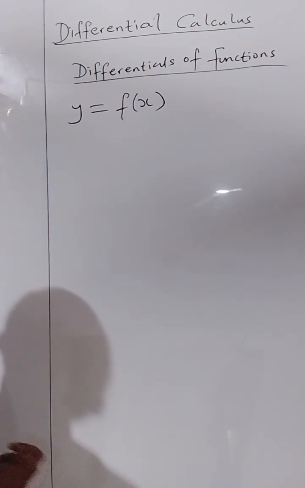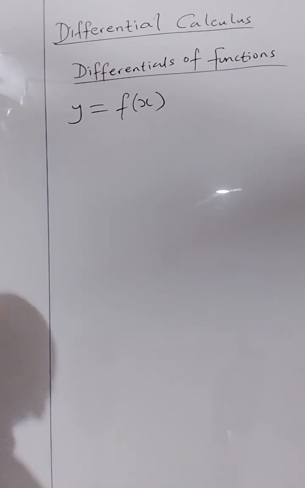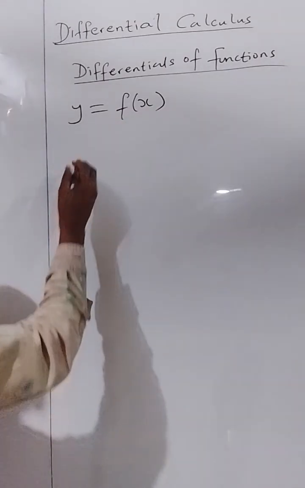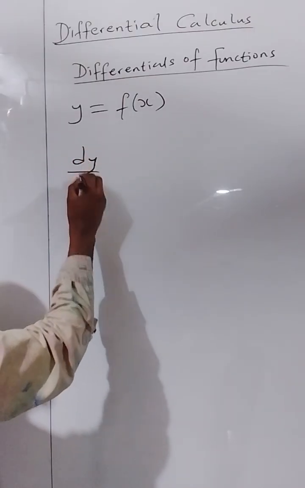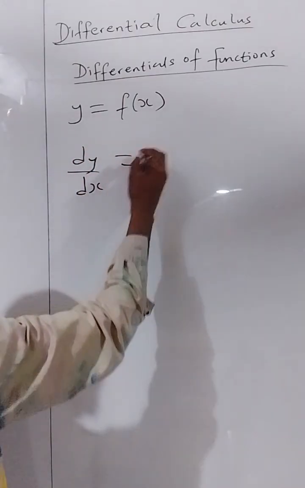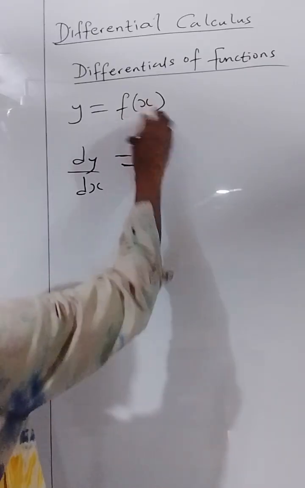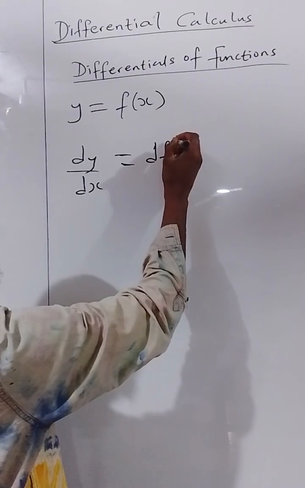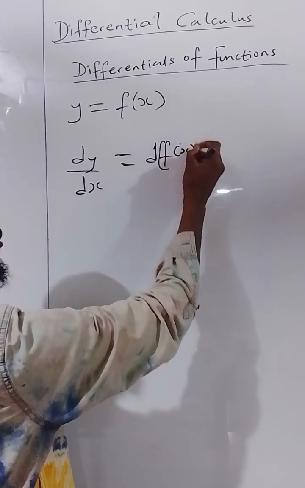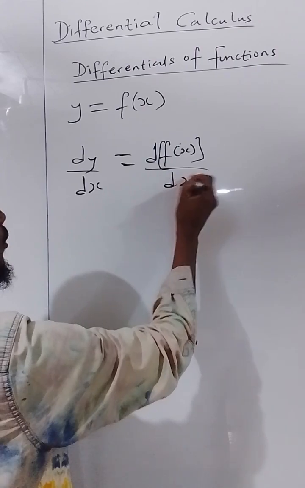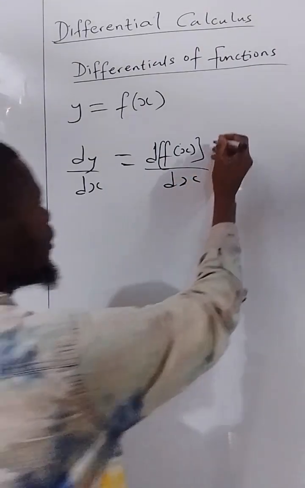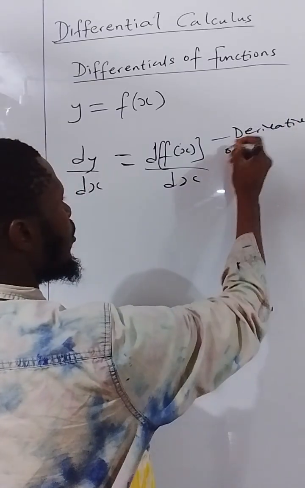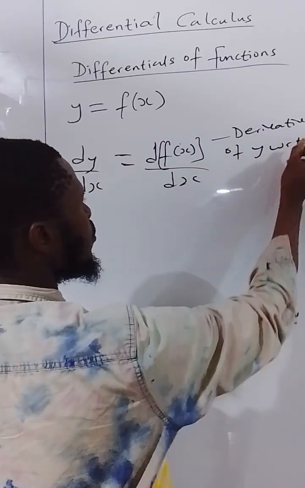You will recall that under derivatives, if you have to derive the derivative of this function, we will simply say dy/dx equals the differentiation of f of x with respect to x. This is what we say. This is the derivative of y with respect to x.